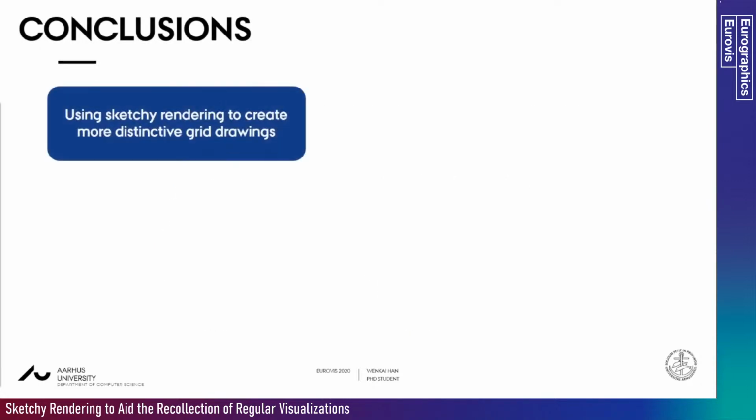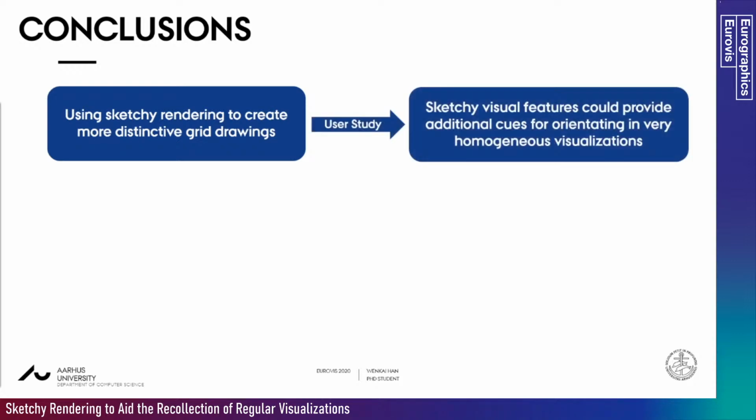This brings us to the conclusion of our study. Sketchiness has been used in the past mainly to communicate levels of uncertainties. In this paper, we looked at a different possibility, using sketchy rendering to create more distinctive grid drawings. Through a small lab study, we gained partial confirmation for our intuition that the sketchy visual features could provide additional cues for orienting in a very homogeneous visualization.